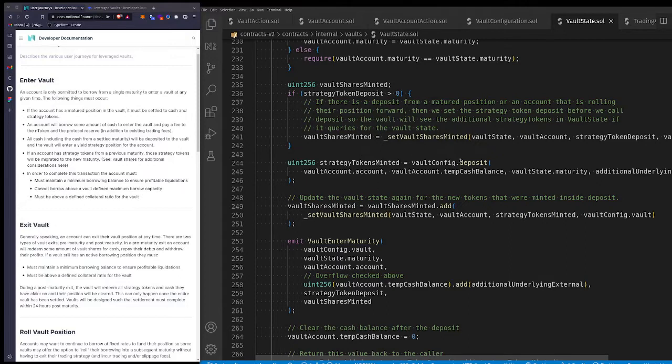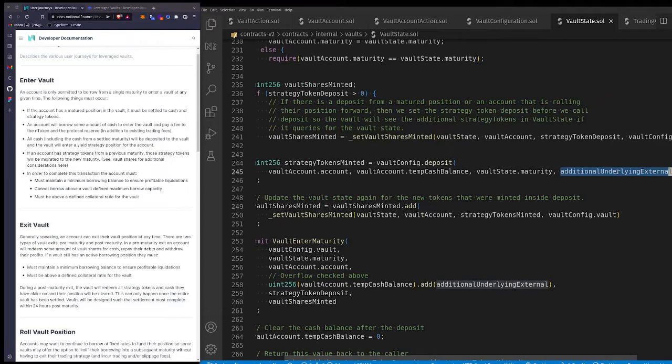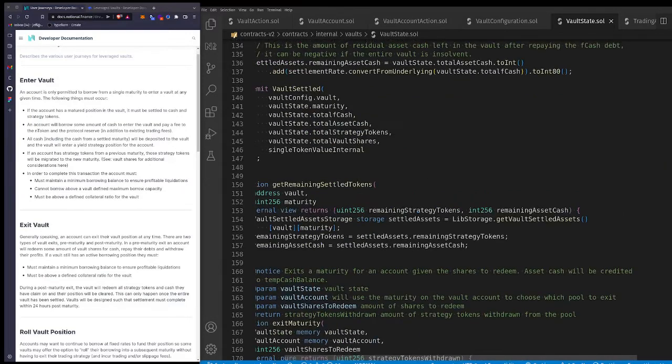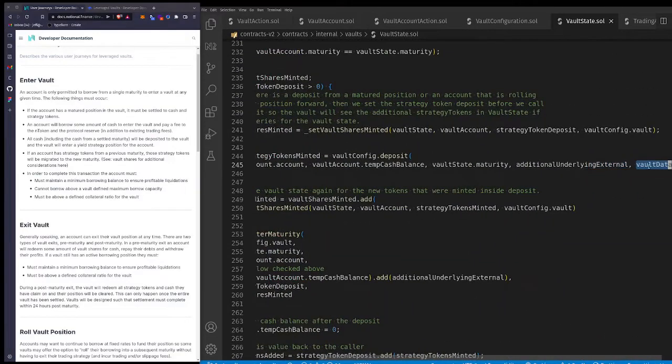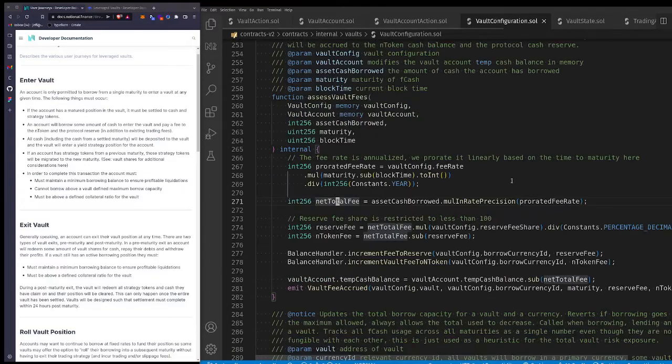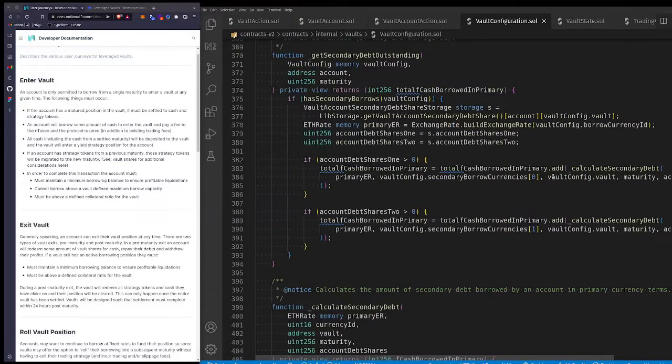Next thing we'll do here is we're going to call deposit, and we're going to tell the vault that we are entering a position for this account at this maturity with the sum of temp cash balance and the initial deposit, and the account wants to enter the vault in a particular way. So we'll take a look at that in deposit.